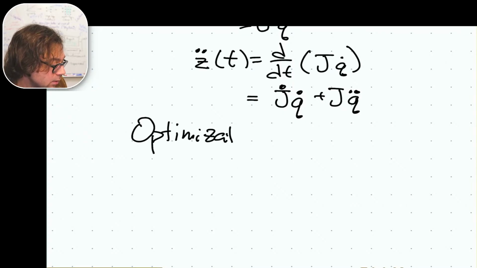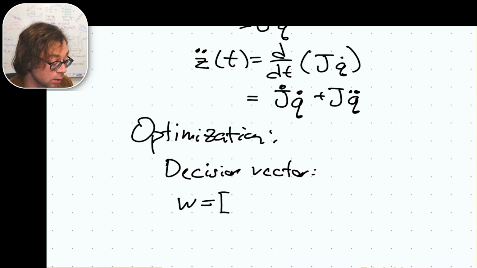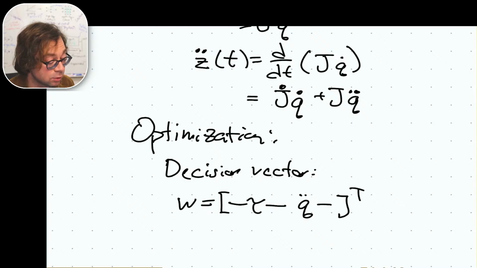Three things. Number one, let's do our decision variables, our decision vector of multiple decision variables. That's W. It's going to include all of our torques and all of our accelerations, and transpose it so it's a column, right?